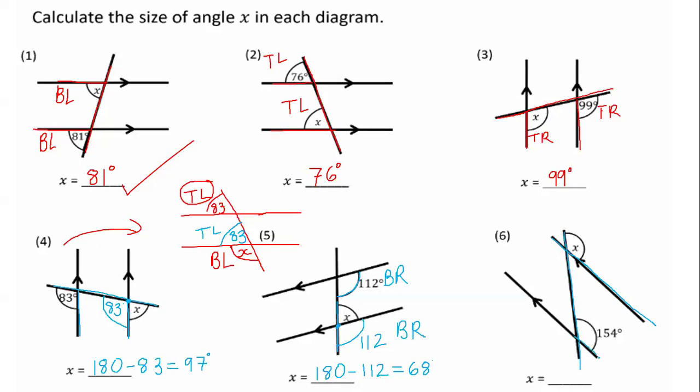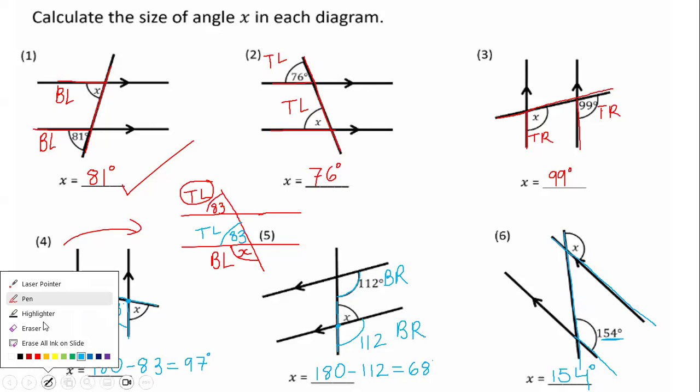Now the thing is, this one is on the top of this F line. This one is also on the top of it. So yeah, X is 154. They are corresponding angles for this one. They just look weird, but they are corresponding angles. 154 degrees.